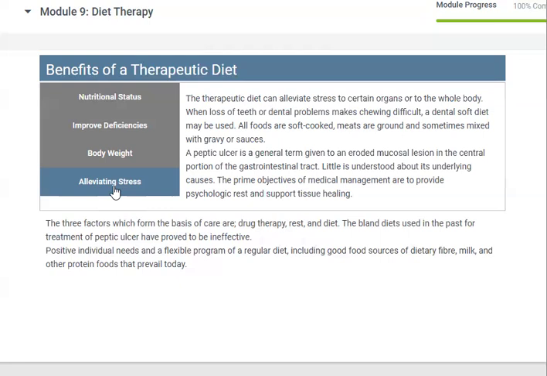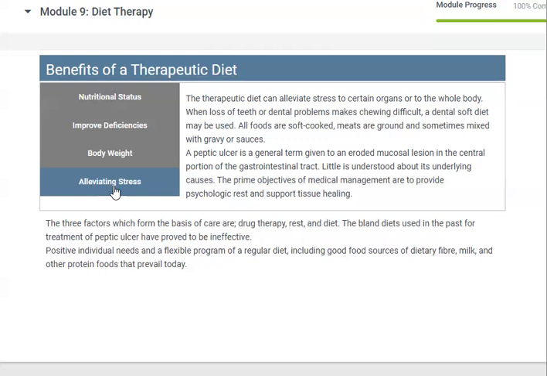The bland diets used in the past for treatment of peptic ulcer have proved to be ineffective. Positive individual needs and a flexible program of a regular diet, including good food sources of dietary fiber, milk, and other protein foods, prevail today.